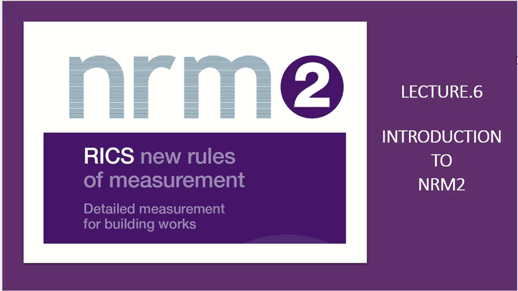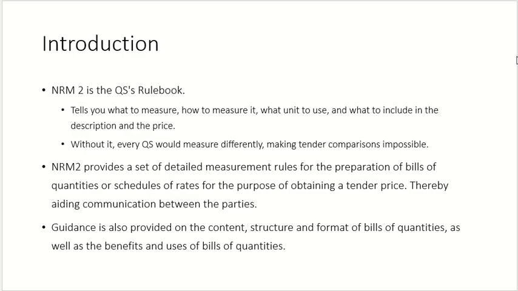It's a quantity surveyors' rule book. It contains all types of rules and standards, and you should follow them. It tells you what you need to measure, how you will measure it, what unit you will use, and what is included in the description and the price. For example, if you write the price of concrete is 100 BD per cubic meter, what items are included in 100 BD and what items are not included.